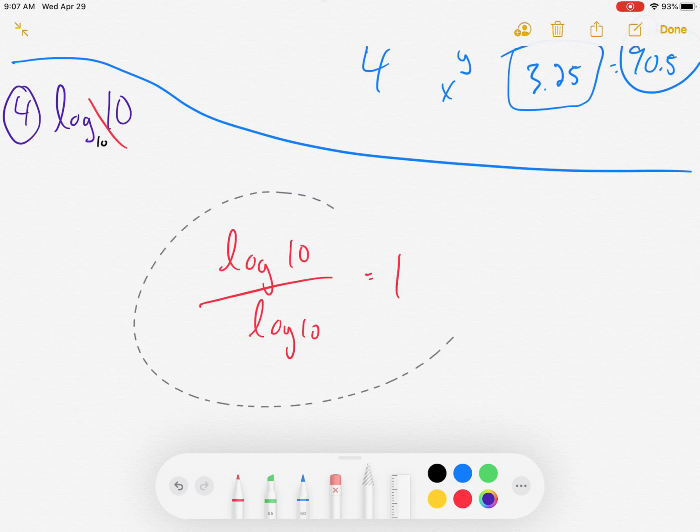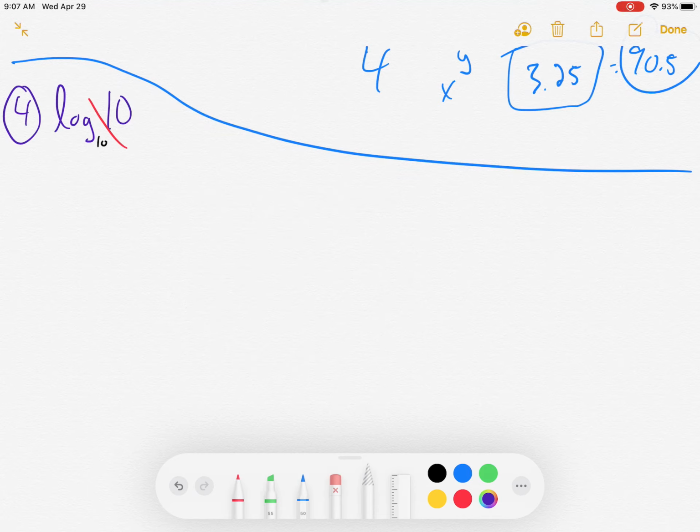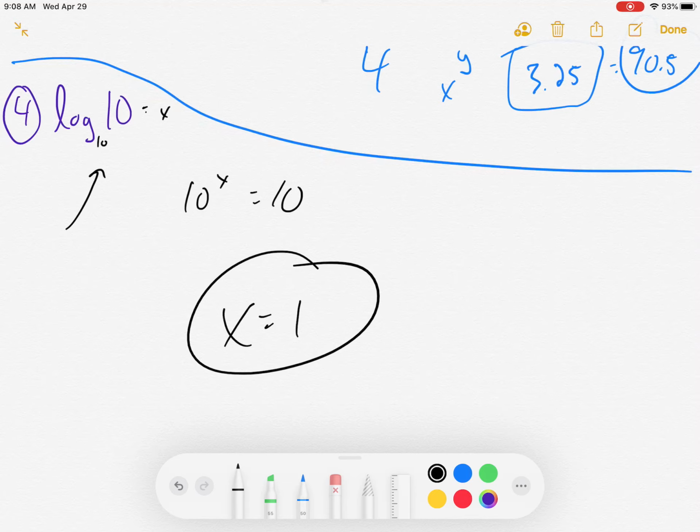Well, yeah, let's think about this from a logical standpoint now. Okay, what is my original problem really asking? Remember, that 10 is implied, the base 10 right here. This 10 is implied, and it equals x. So 10 to the x power equals 10. 10 to what power is 10? x equals 1. That's it.